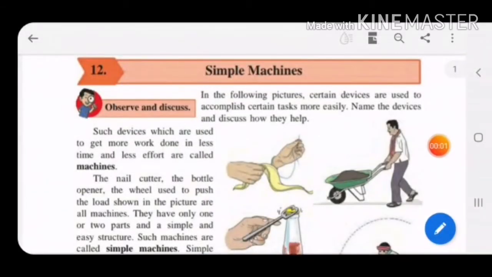Welcome students. Today we are going to continue our second semester portion, that is chapter number 12, simple machines. So let us begin with our chapter simple machines.